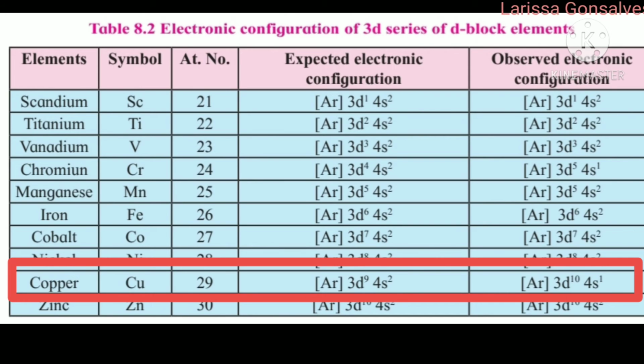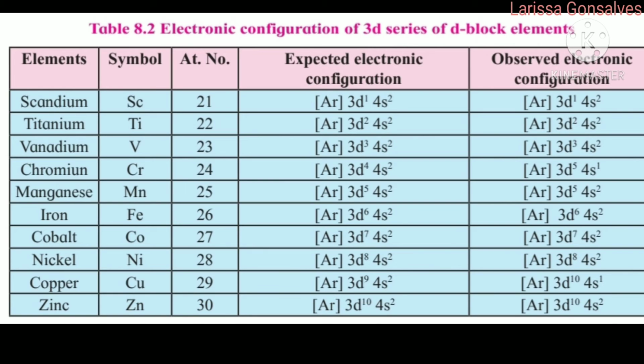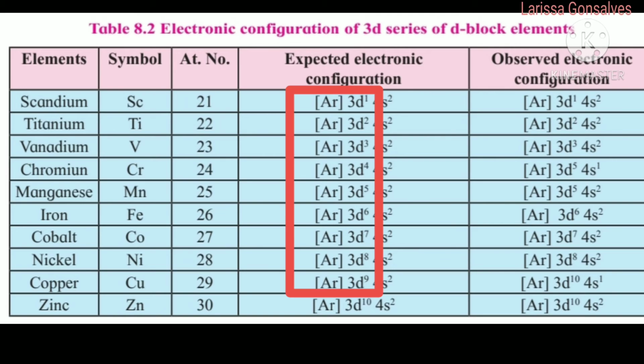So in a simple way, you can say that transition elements are those which have an incomplete d subshell. If we observe all the elements present in the 3d series, that is, starting from scandium to zinc, then scandium, titanium, vanadium, chromium, manganese, iron, cobalt, nickel, copper all have partially filled d subshells. Only zinc has a completely filled d subshell, and that is the reason it is not included in the transition elements.